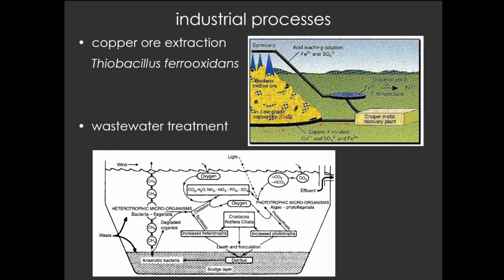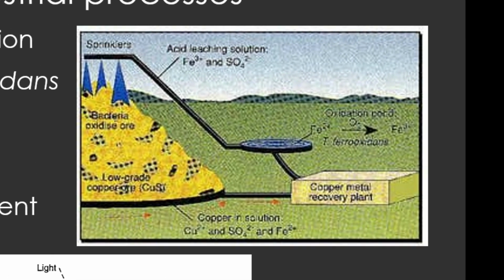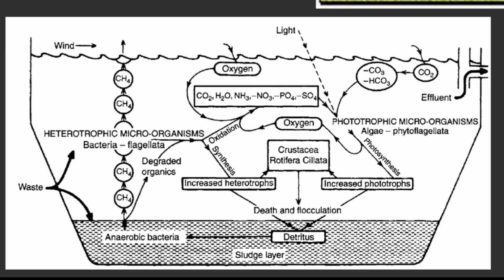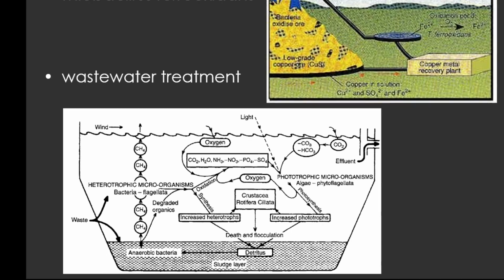Moving on to less appetizing options, there are two other industrial processes that are heavily reliant on microorganisms, and that is copper ore extraction, which is accomplished by Thiobacillus ferrooxidans, working to oxidize iron so that it can be used again to leach copper out of the earth, and multiple kinds of microorganisms are utilized in the treatment of wastewater before that wastewater is returned to the environment.